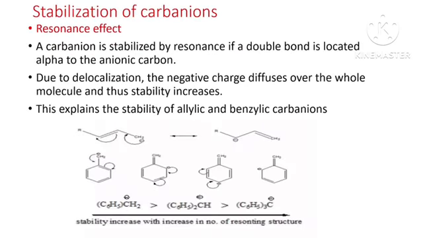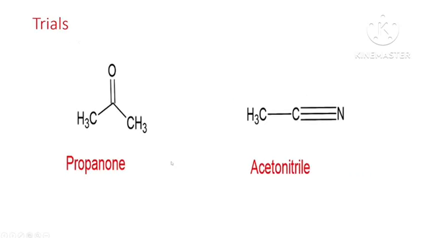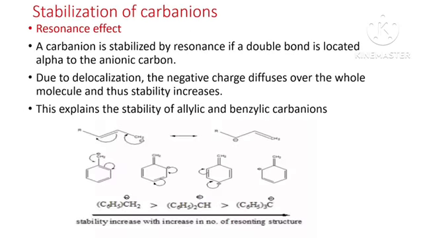Now we are going to talk about the stability, how carbanions get stabilized after they are formed. There are several ways that carbanions can be stabilized, and one of them is through resonance effect. Now what do we have here? A carbanion is stabilized by resonance if a double bond is located alpha to the anionic carbon. The anionic carbon is the carbon that is bearing the negative charge.